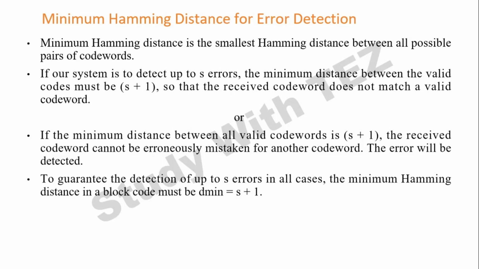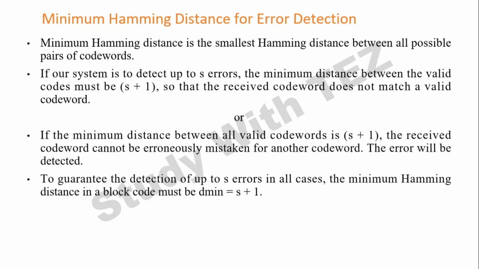So, if there was an error, it shouldn't be matching the valid code word. In other words, if the minimum distance between all valid code words is s plus 1, the received code word will not be mistaken for another code word. The error will be detected at any cost. So this is the basic logic.